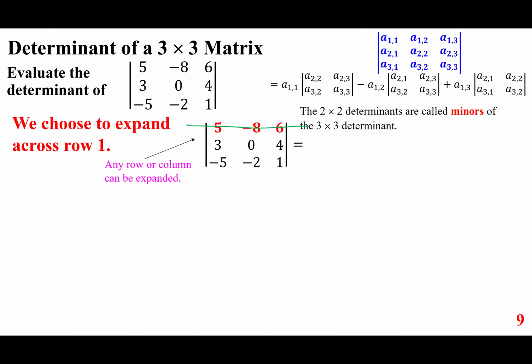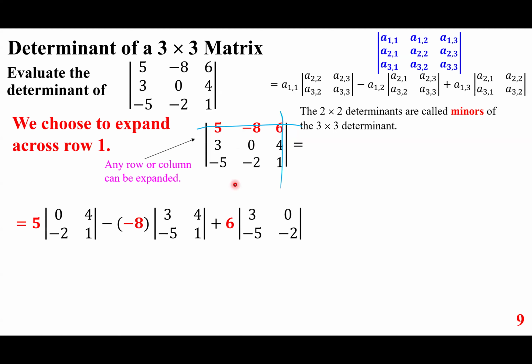Second one, you always get rid of this. Whatever is left, 3, 4, minus 5, 1. And the last one, you get rid of this. So the first one would be positive 5 times what I showed you, minus negative 8 times what I showed you, and plus 6 times this. Okay.